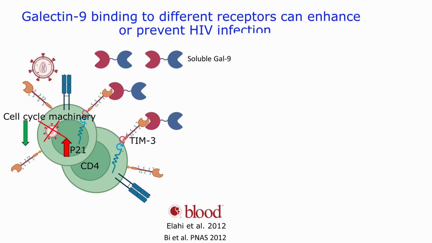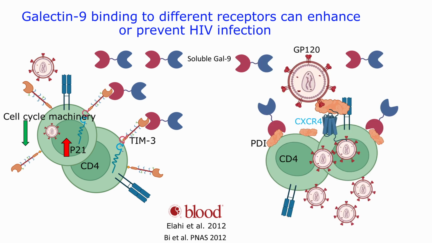However, if you do the same assay on rested CD4 T cells, where you don't activate them, it means that they don't have TIM3. If you do it, you see the opposite effect. So you see that when galectin-9 interacts with these CD4 T cells, the infection goes up. We found that this happens through another receptor, which is protein disulfide isomerase.